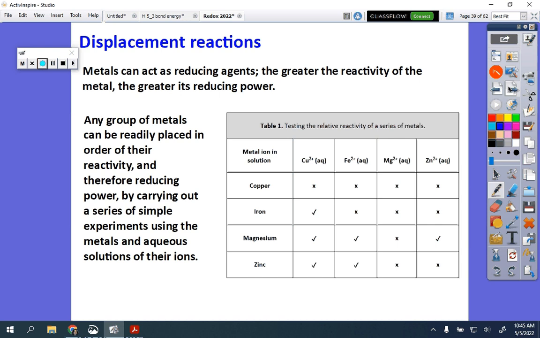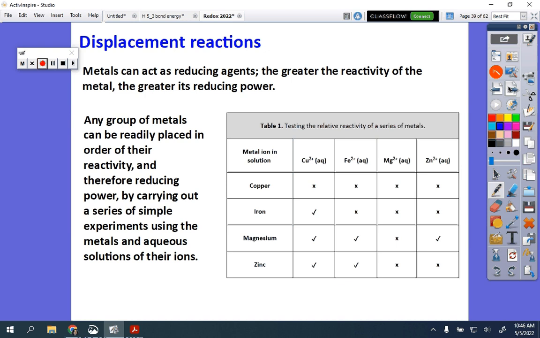If we put copper in a solution of iron, it will not do anything because iron is above copper. Remember, copper is pretty low. It's down there almost with gold and silver and platinum. All right, it's not going to do anything to magnesium. It's not going to do anything to zinc because it is lower on the activity series, and so it doesn't want to be an ion as much as these guys do.